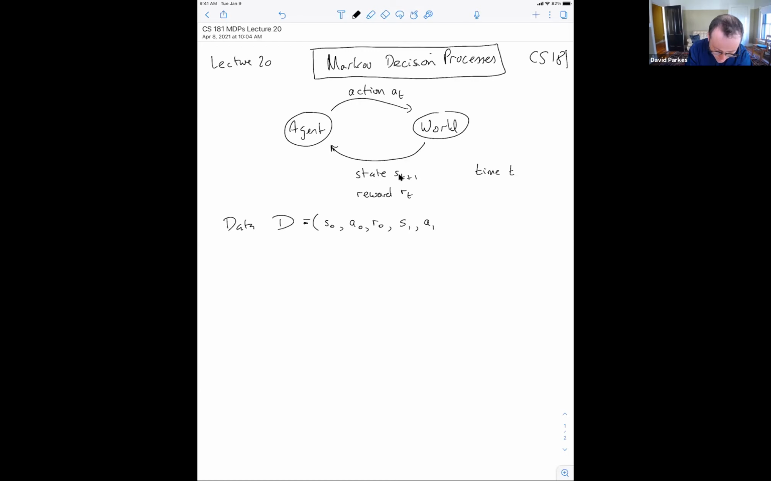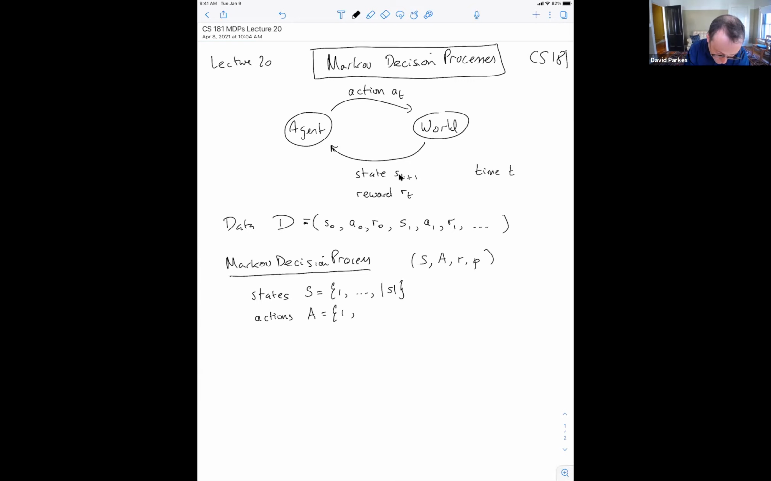I think it's always useful when we're doing machine learning to think about what the data is. As I said, in this case, the data is state, action, reward, state, action, reward. And let me define for you a Markov decision process. It's going to be defined by four things: S, A, R, and P. We'll have states S. Think about these as the possible states of your room. Actions, A. Think about these as the possible actions that the robot can take. It can pick something up, it can move.